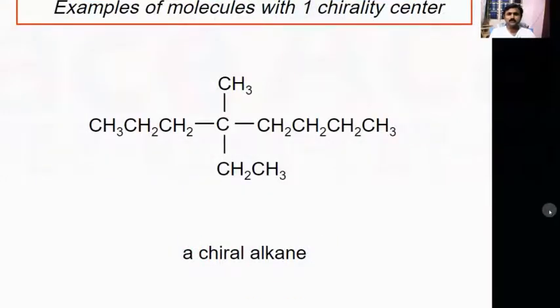Examples of molecules with one chirality center. This is a chiral alkane. On the left side we have propyl, on the right side we have butyl, on the top we have methyl, and on the bottom we have ethyl. So all different kinds of groups are there. This is one chirality center.